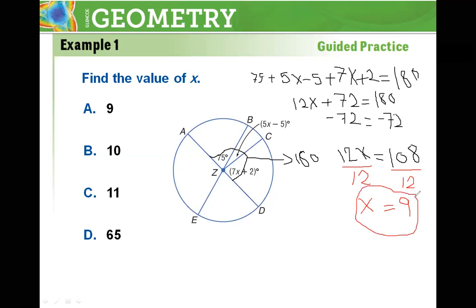Excellent, Naif. I leave this example for 1 minute. So Naif started first by adding the angles. These three angles equal 180 because it represents a semicircle, a half circle. Collect the like terms. I collect x together, so I have 12x. Collect the numbers together, 72 equals 180. Subtract 72 from both sides and then divide by 12 both sides. We get the value of x, which is 9.